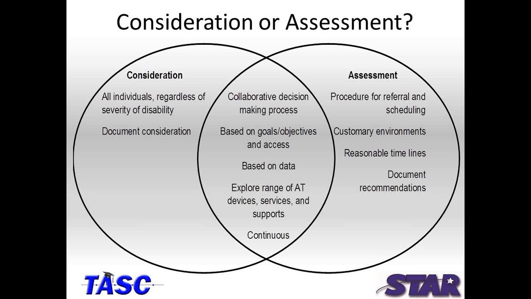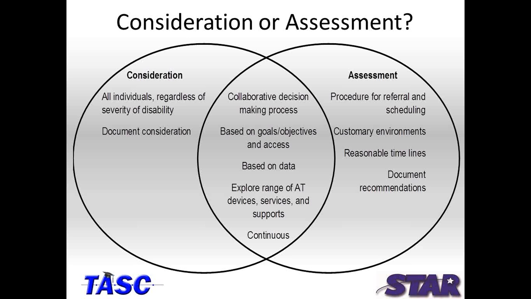They're also based on the goals and objectives and access. So if the student is in 4th grade and their goal is to be able to read their science text, that is important to know both in consideration and when doing an AT assessment. They're both based on data. And we're going to talk about different assessment methods today, but we're not talking about a standardized assessment. We're not going to complete a standardized test and come up with a score as far as assistive technology needs. But we can take data, such as observations or IQ testing or some other data, to help us make good decisions and consider and assess based on that data.